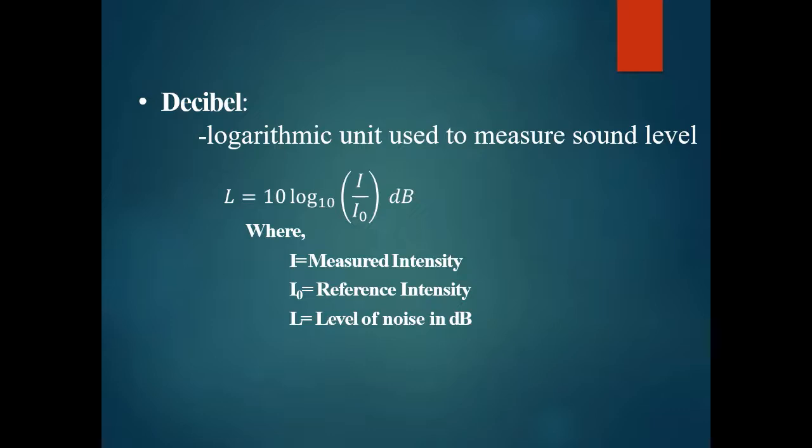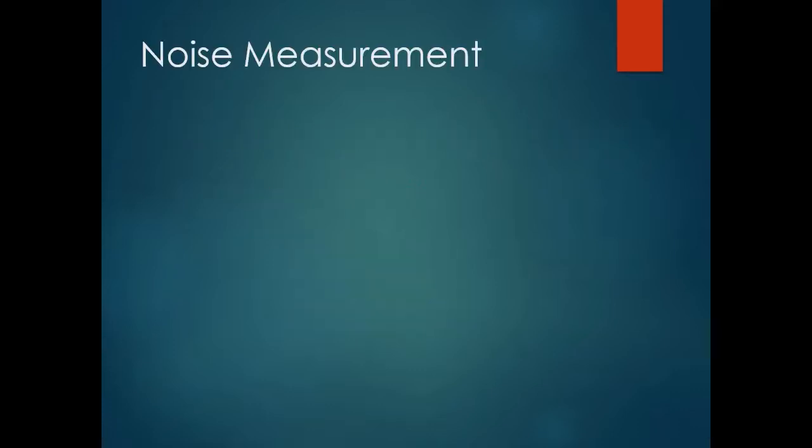So the question is, what is measured intensity and what is reference intensity? Measured intensity is the intensity of the sound that we are measuring, or it is the intensity corresponding to L bells, and reference intensity I naught is usually taken as the threshold of human hearing. Now let's see how we can do the noise measurement.